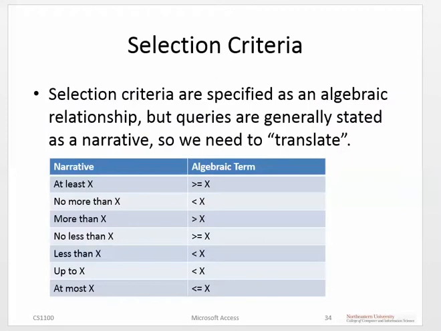Now, to learn how to use the different selection criteria, here is the translation of English into the algebraic term. For example, at least 2 would mean greater than or equal to 2, or less than 5 would be less than 5. So make sure that you have the correct understanding of what the translation is. So if I say, bring us those queries where you have at most 5 items, at most means less than or equal to the upper number. So make sure you know how to translate from an English narrative into the appropriate algebraic term.